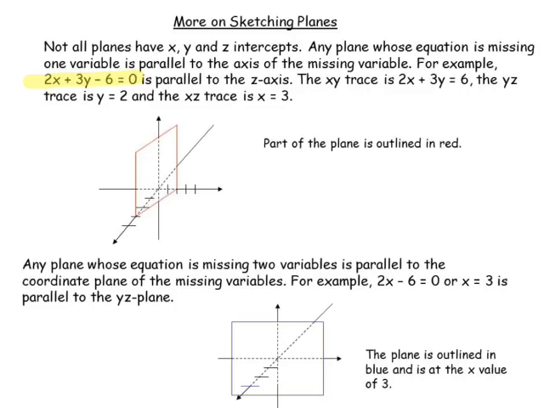So when we find our traces, this is going to be the best way to do this. The xy trace is this line. Putting 0 in for z is going to give us this line. The yz trace is y equals 2, and the xz trace is x equals 3. Those combined, we have this plane here in red.